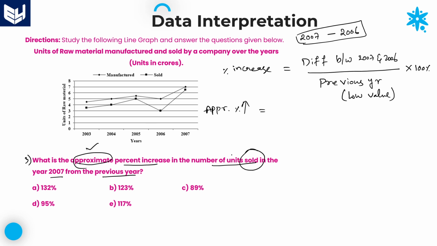So the required approximate percentage increase is equal to, first of all, note down the values of number of units sold in 2007 and 2006. Units sold, that is the square shape, so this value is 3 and this value is between 6 and 7, therefore it is 6.5. Now you just take the difference between those two values, which is 6.5 minus 3, that is 3.5, divided by the previous year value or lowest value, which is 3, and into 100 percentage symbol, that is the common point.